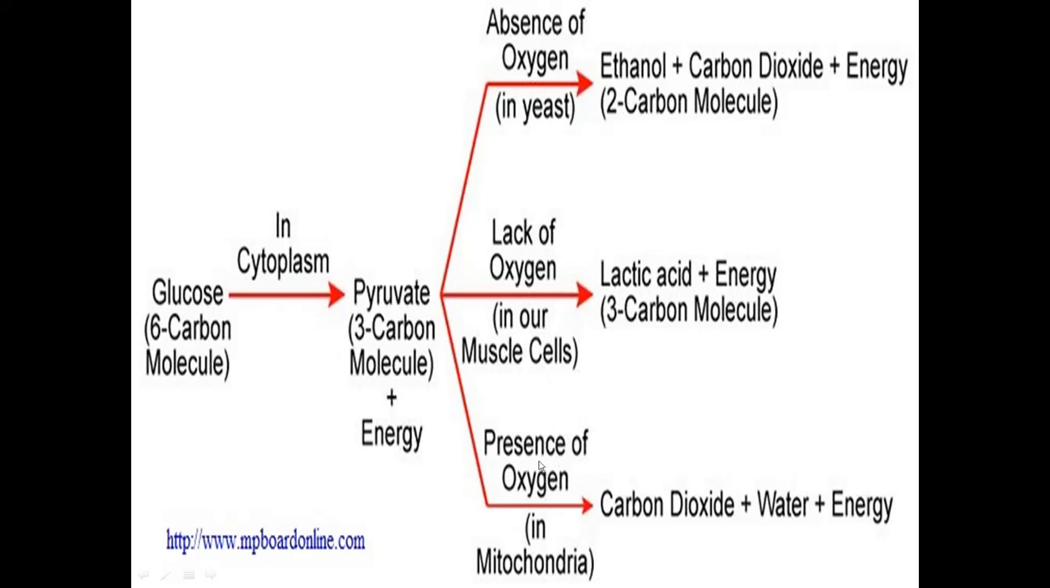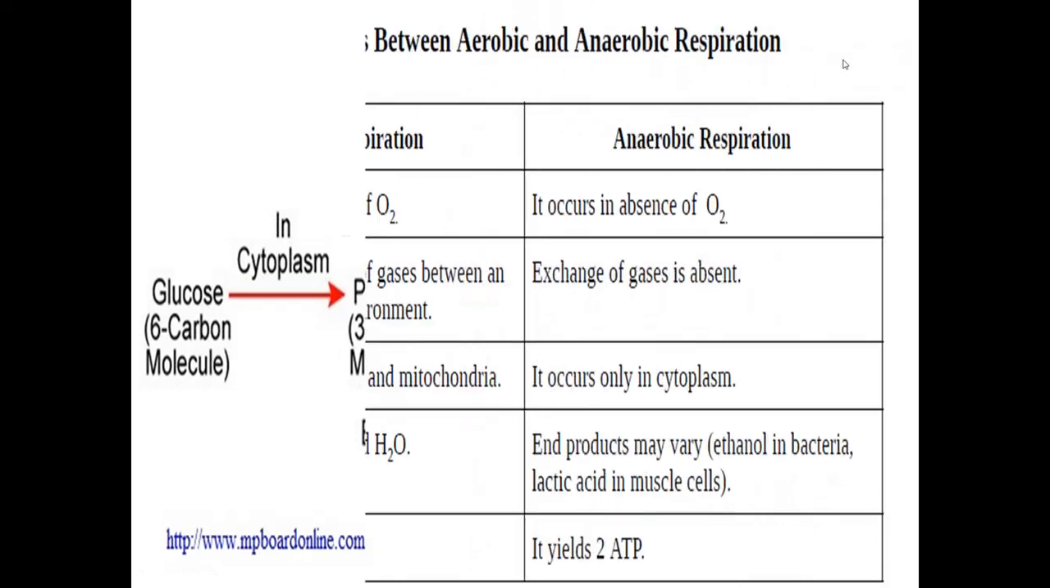Pyruvate in the presence of oxygen in mitochondria gives carbon dioxide, water and energy. If there is a lack of oxygen in muscle cells, it gives rise to lactic acid and energy. In the absence of oxygen in yeast, it gives rise to ethanol, carbon dioxide and energy.